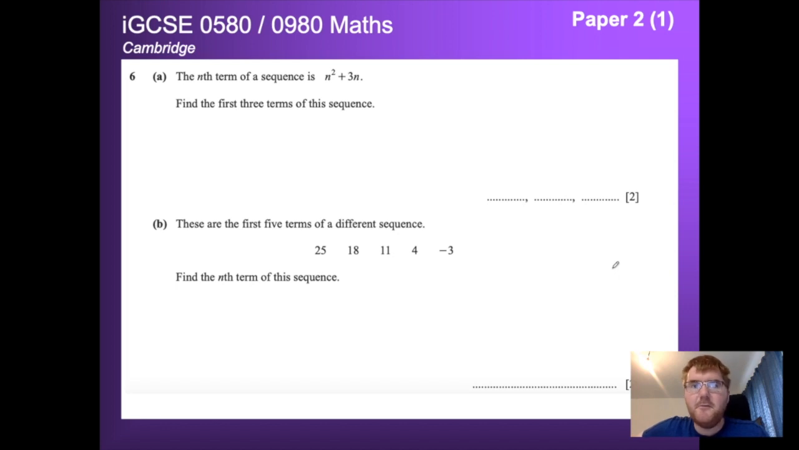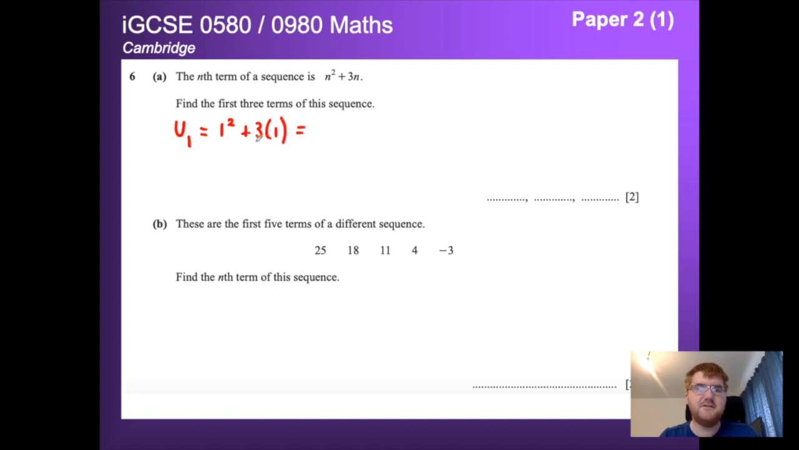So the nth term of a sequence is n squared plus 3n. So we've got a lovely quadratic, and we need to find the first 3 terms of the sequence. The way I'd approach this is I'd write down u1 for the first term of the sequence. And wherever I see an n, I'm going to put a 1. So I go 1 squared plus 3 lots of 1.